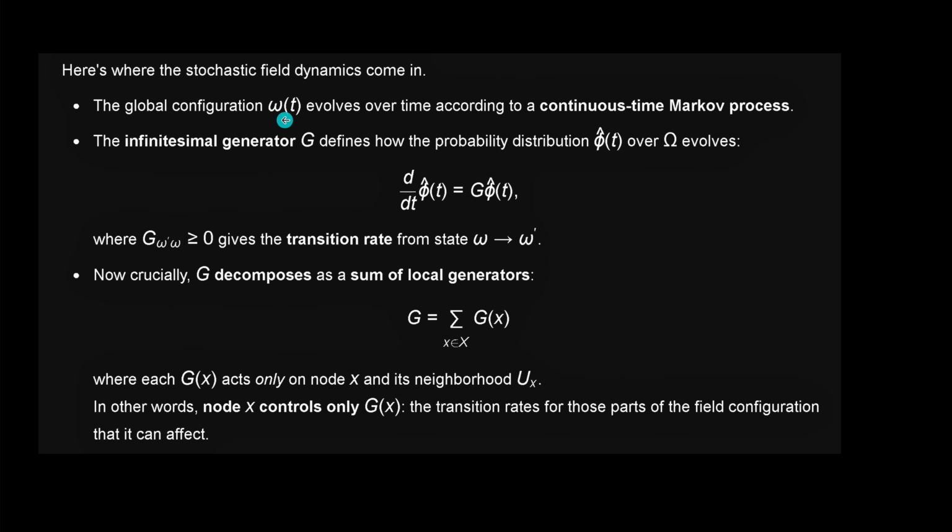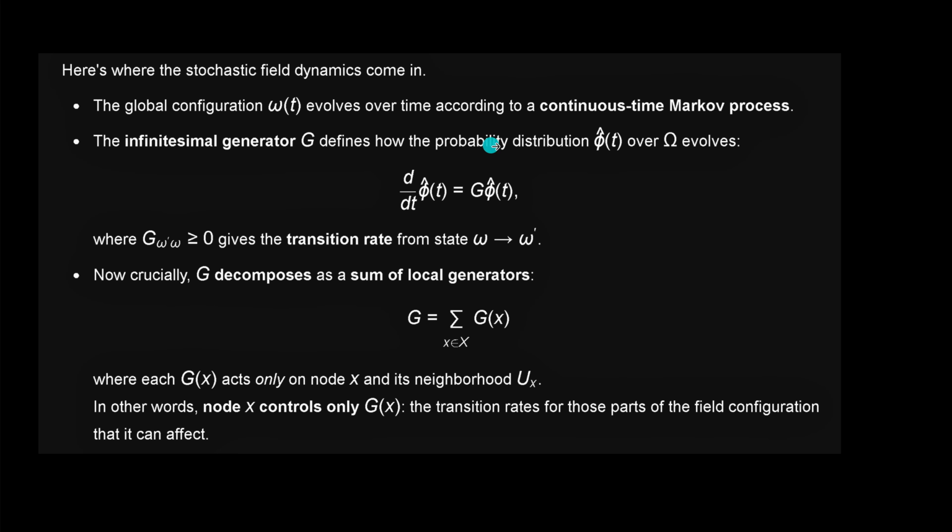So we have a global configuration Omega of t that evolves over time as a continuous time Markov process. And you immediately see, all the other RL methodologies were not continuous. And now we're going to make this a continuous time Markov process. And of course we need here a generator, a linear generator. If we really go down, we need an infinitesimal generator, g of x, that defines the probability distribution over Omega. And it gives us the time development.